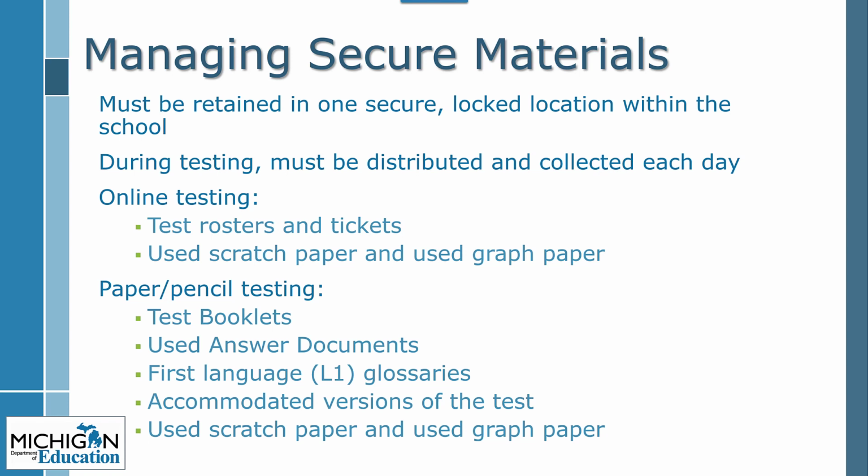Secure materials for online testing are test rosters and test tickets and any used scratch or graph paper. For paper pencil testing, secure materials include test booklets, used answer documents, L1 glossaries, any accommodated version of the test, flash drives containing listening recordings, reader scripts, used scratch or graph paper, and more. Make sure you review the TAM if you have any questions about what are secure materials.